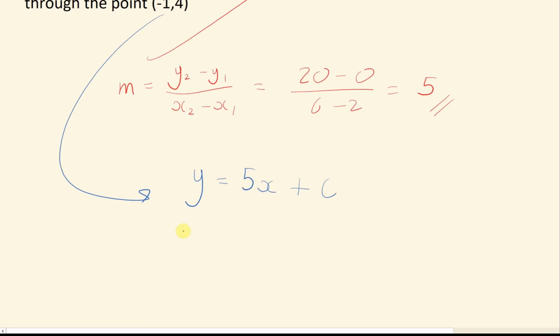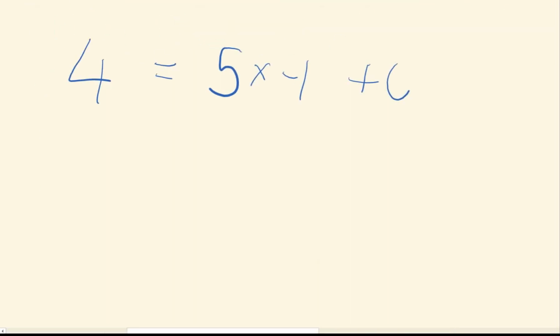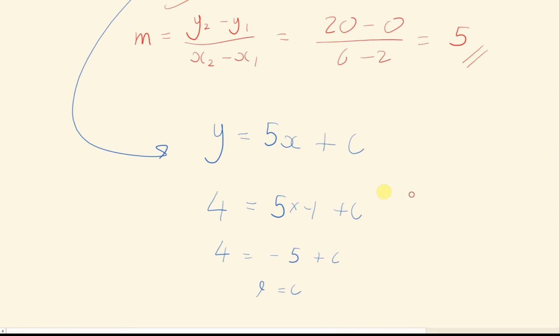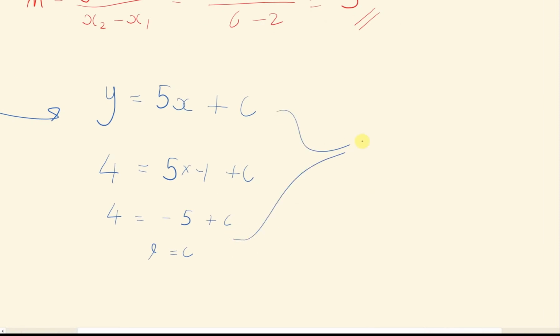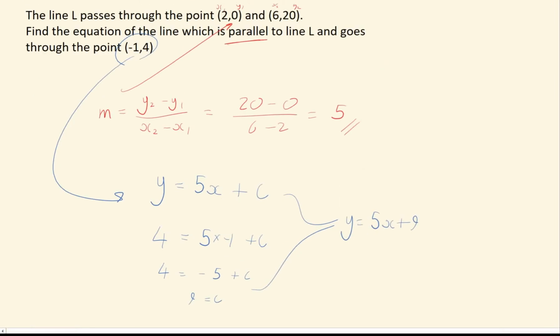I can plug in that coordinate. So y is 4 and x is -1 because we're told that over here. And now we can solve this equation to work out c. So 4 is -5 plus c. Opposite of -5 is +5, so therefore c is 9. And then we're done. We have the equation of our line. It was just y equals 5x plus 9. So for these harder questions, they sort of bundle a few more things in from different parts of straight line graphs, but in principle, it's the same basic idea.